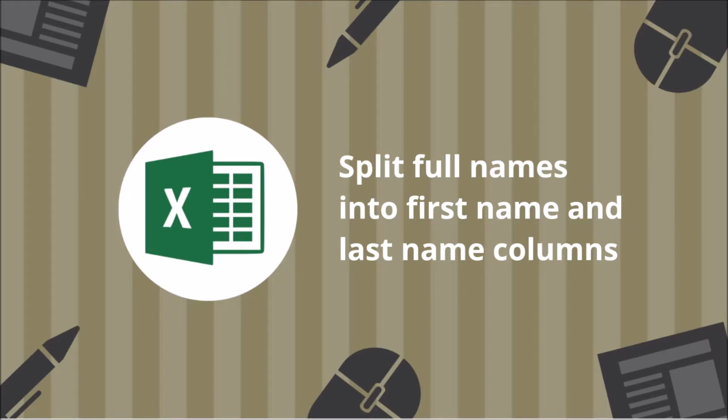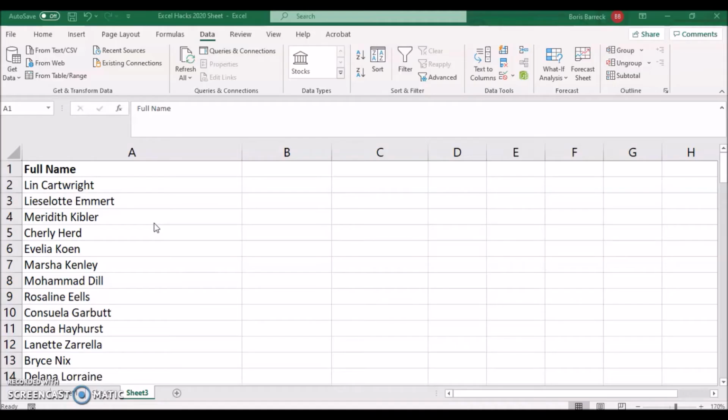Split full names into first name and last name columns. You may receive guest lists in which guest names are in one cell, but you need to split them up into a first name and last name column. To do so, you can use the Text to Columns function. Copy the full name column into a new sheet, or make sure the columns next to it are empty.